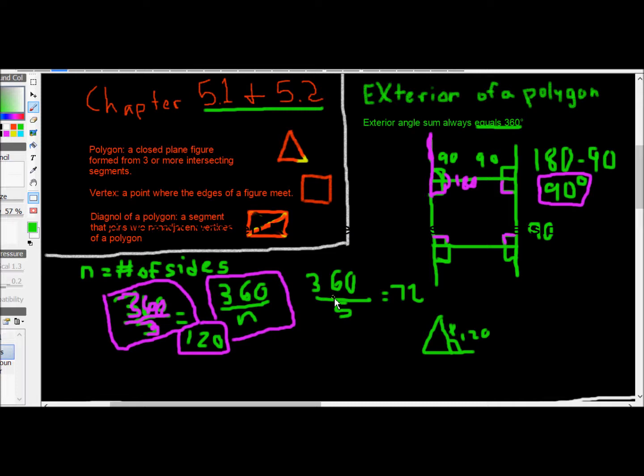So, we start off with polygons. Polygons are a closed plane figure formed from three or more intersecting segments. A vertex is a point where the edges of a figure meet. A diagonal of a polygon is a segment that joins two non-adjacent vertices of a polygon, such as these.